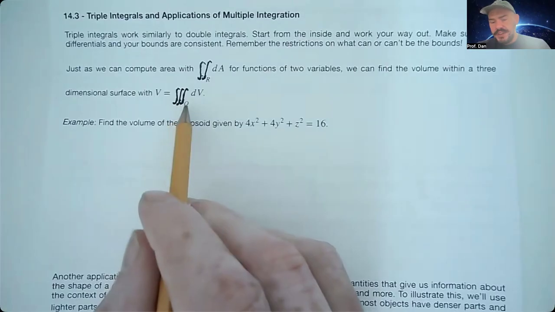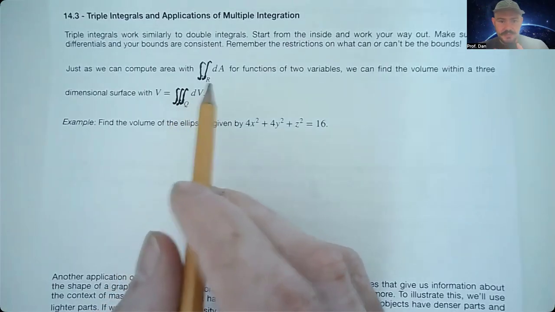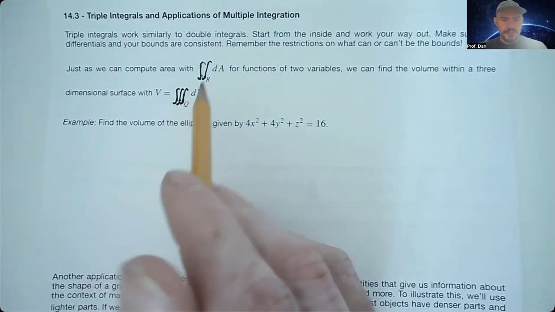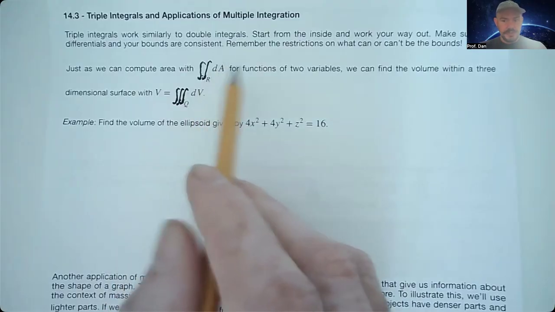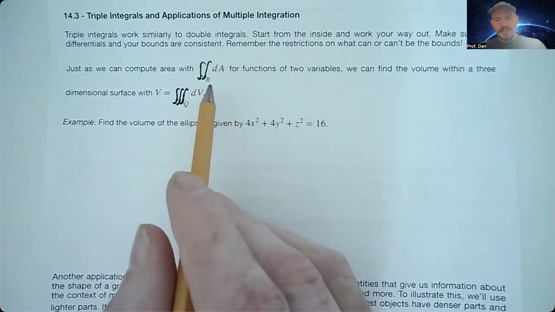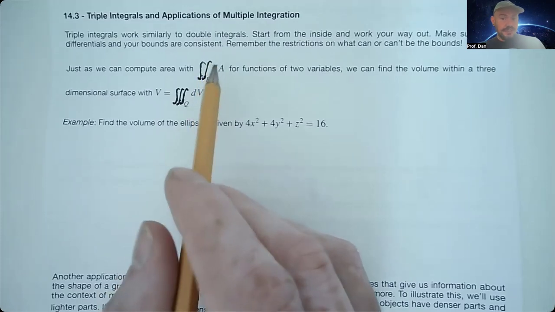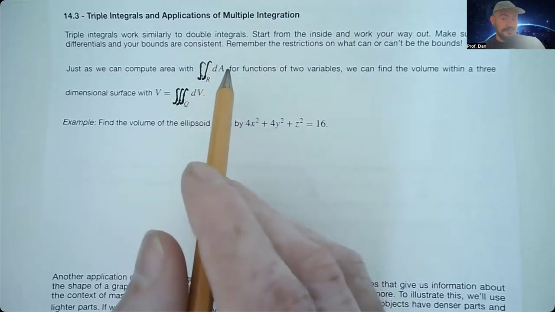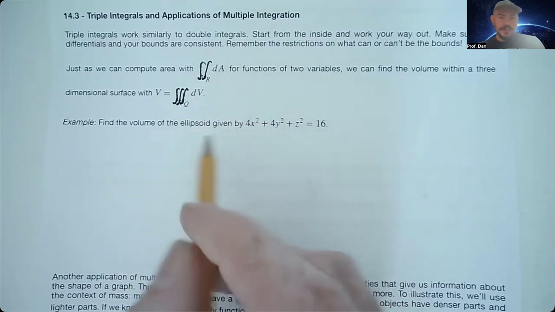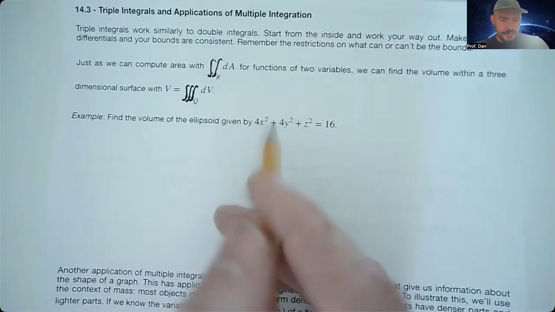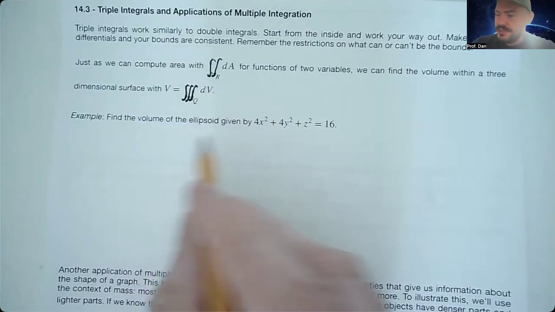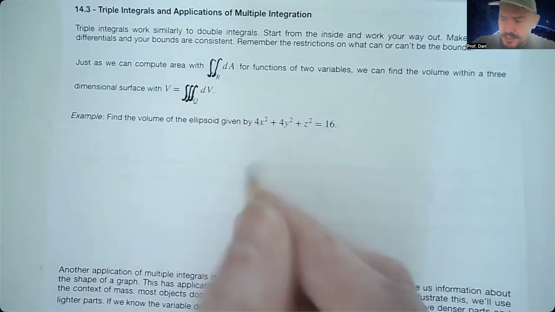But anyway, we can calculate volumes. Remember earlier in this chapter, we looked at using double integrals to calculate volumes. If you look back at some of those examples, you could rewrite a lot of them, in fact all of them, as triple integrals. So let's look at an example. Find the volume of the ellipsoid given by that function.